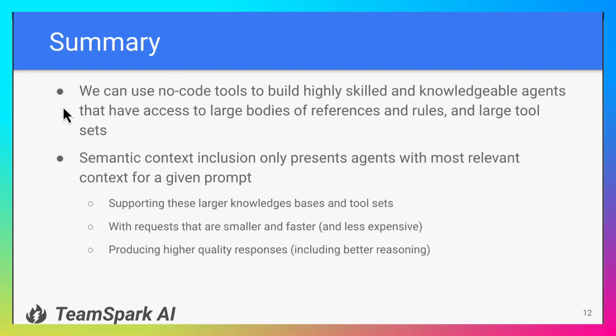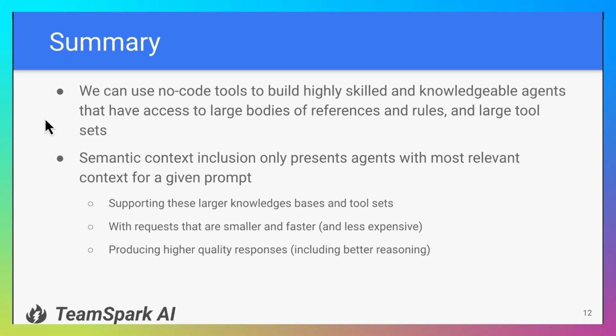All right, so the summary is we can use no-code tools to build highly skilled and knowledgeable agents that have access to large bodies of references and rules and large tool sets. So you don't have to worry about trying to trim down the amount of information you give it. You can overload the agent system itself with as much information as you want because it's going to be intelligent about understanding what to pull in to solve a given request. And so you can do things like point the agent itself at source code or documents or the internet or whatever, have it build its own rules and references, and build these big internal sets that all get indexed and pulled into context when they need to.